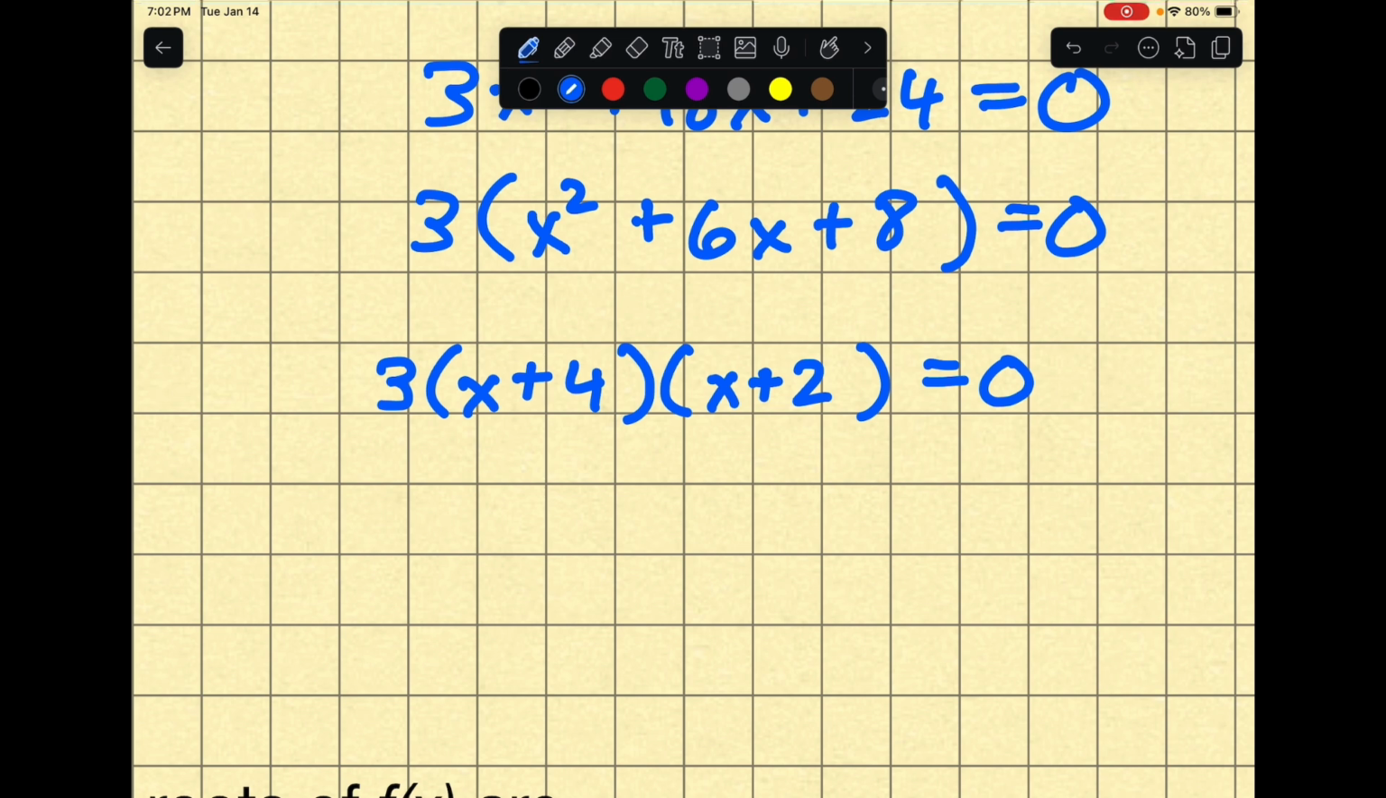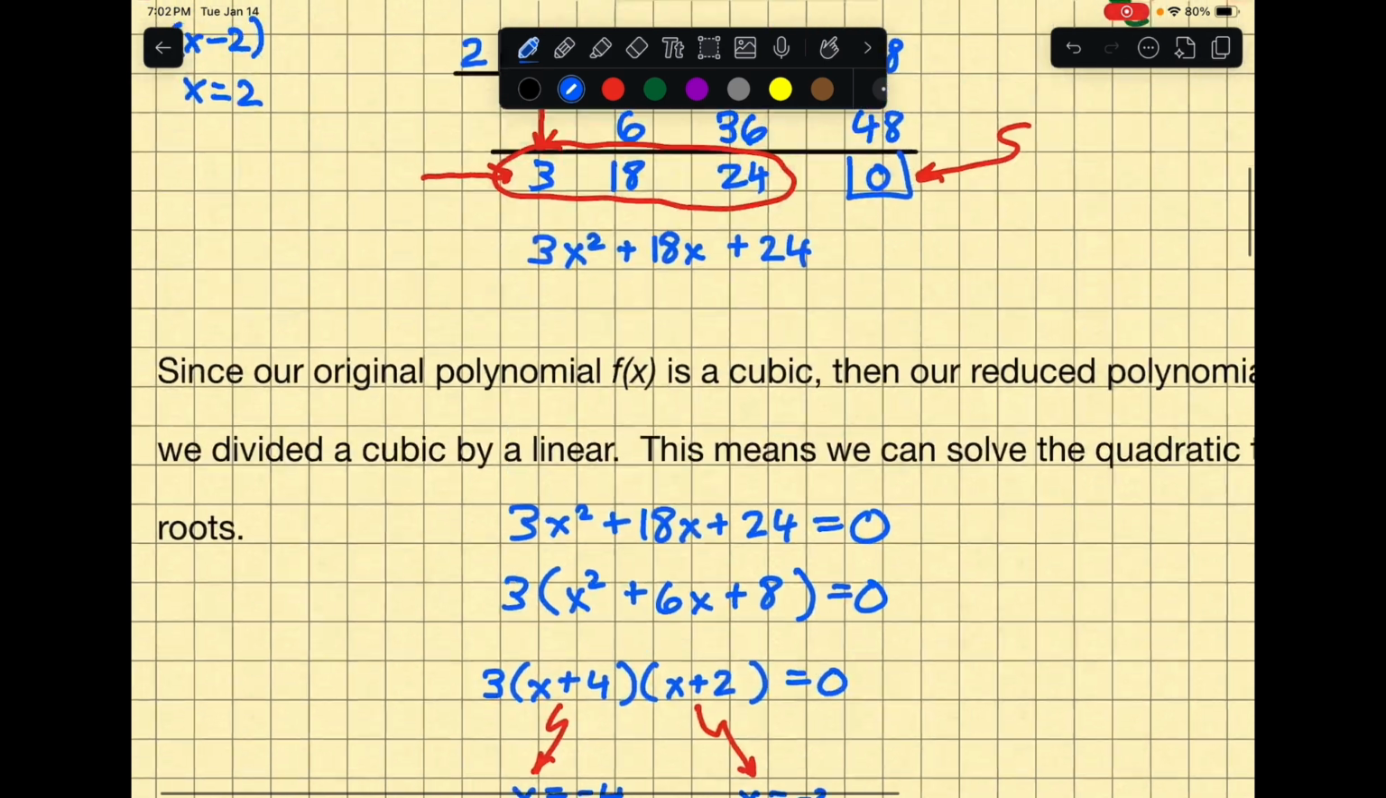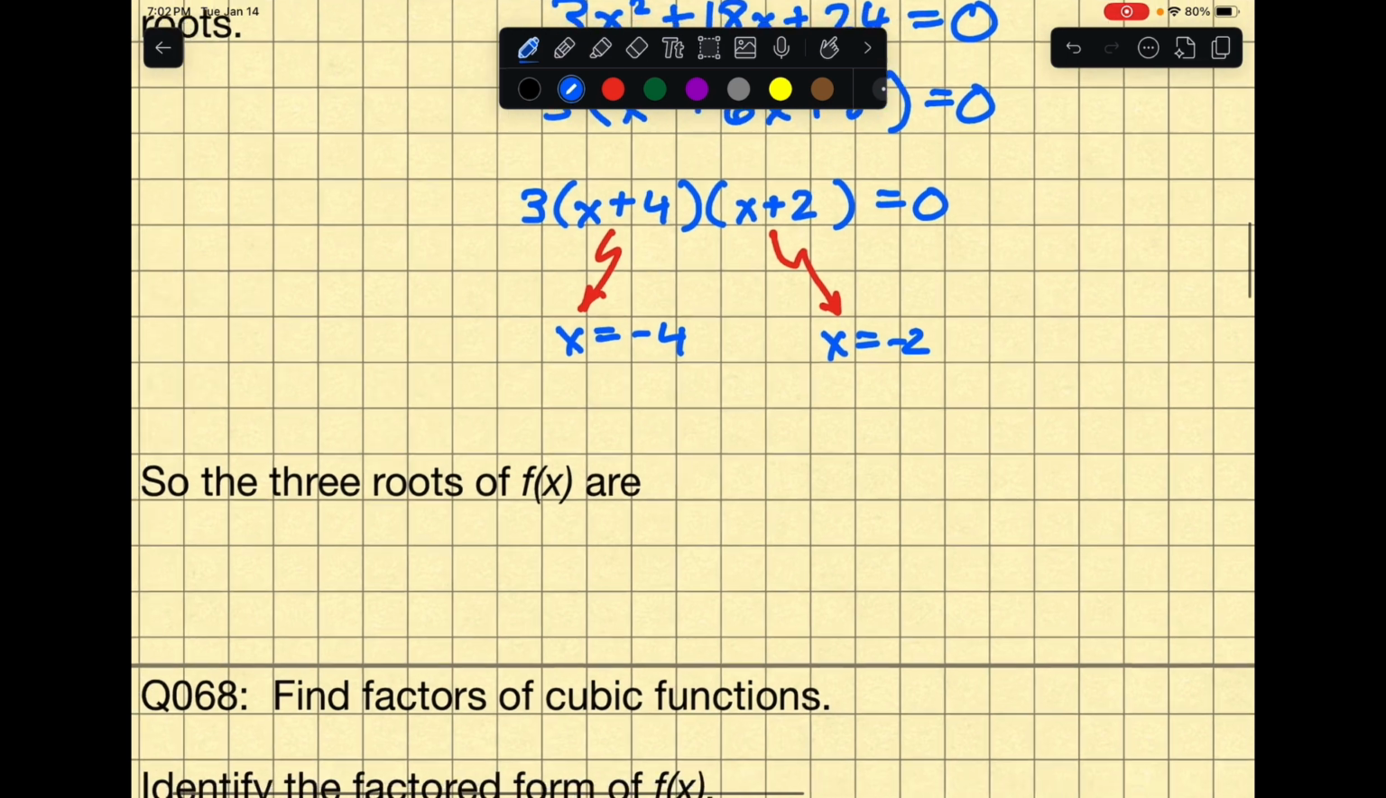So now that we've factored this polynomial, we know what our remaining 2 roots are. And remember, for roots, you just imagine setting each factor equal to 0. So here we have x equals negative 4 and x equals negative 2. Okay, and our original one we found is 2. So the answers are 2.